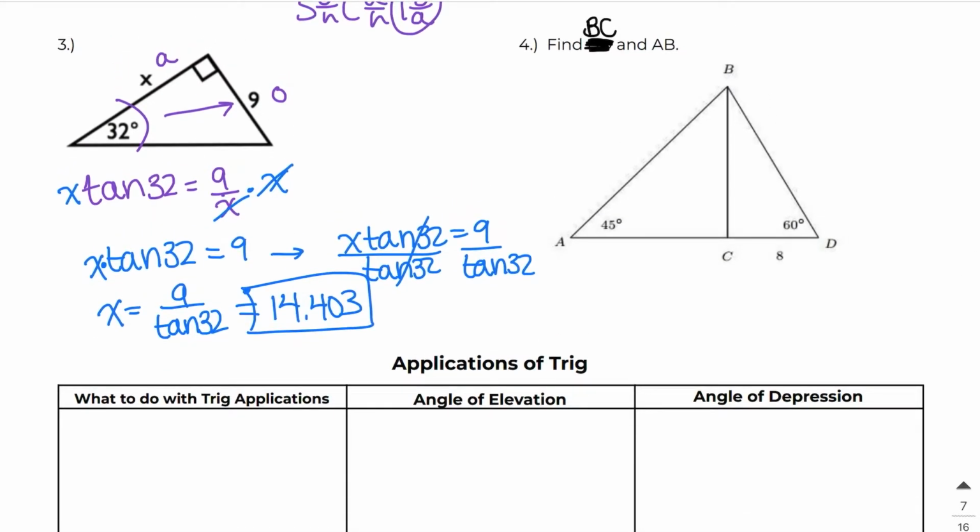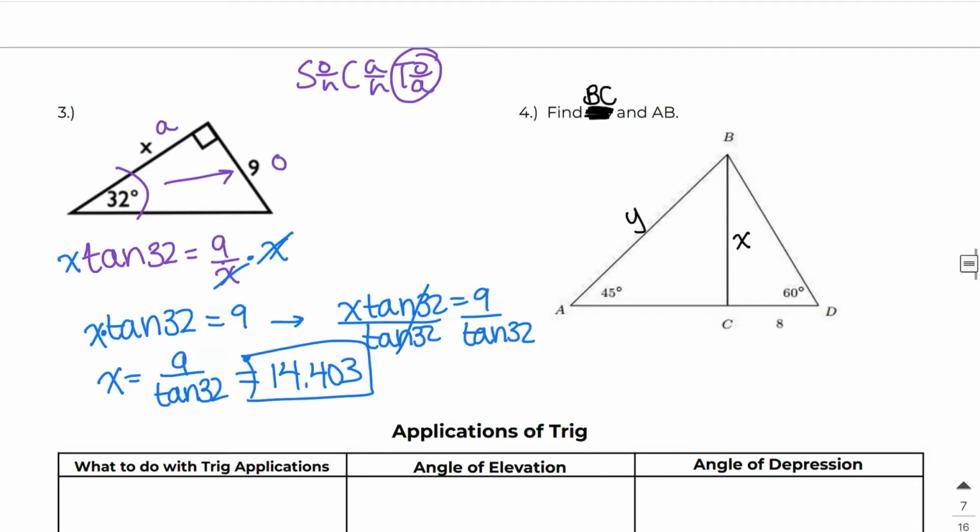Okay, and then in number 4, there's a typo. I'd like you to please find BC. So cross off BD and change it to BC. This is the side length that I want to figure out first, BC, and then I want to find AB after that. So this is going to require 2 steps from us right here. The first thing I want to do is find BC.